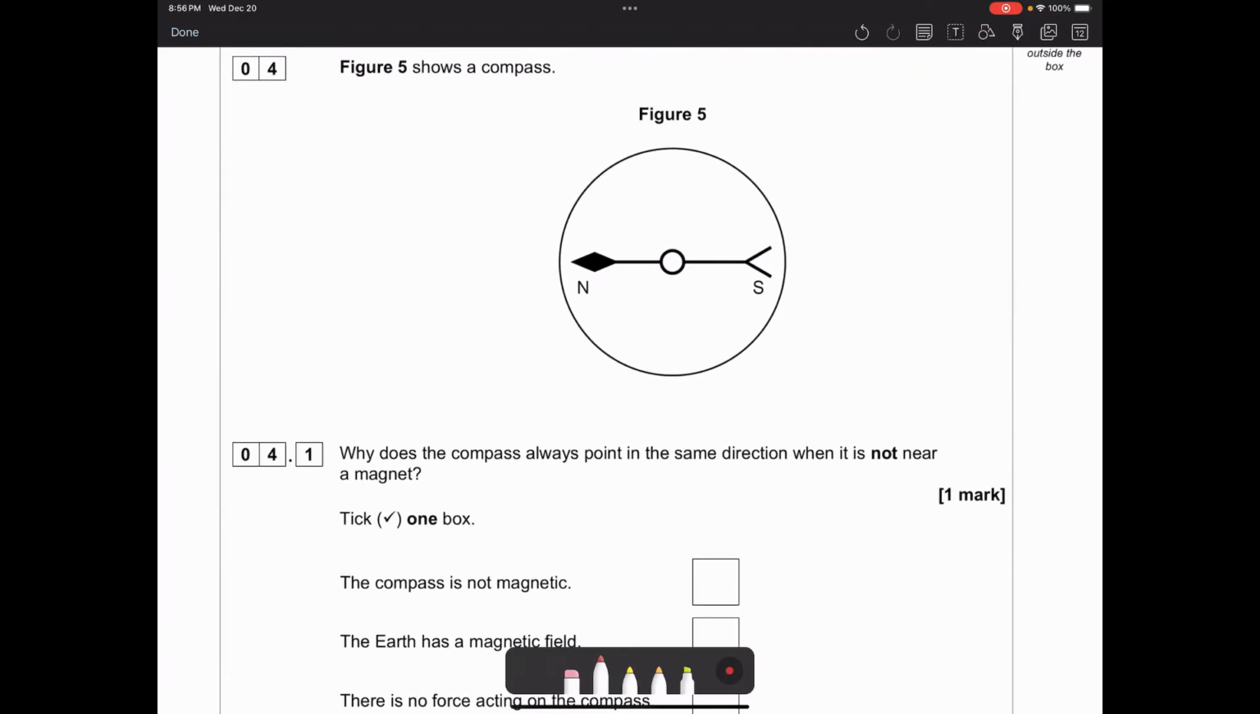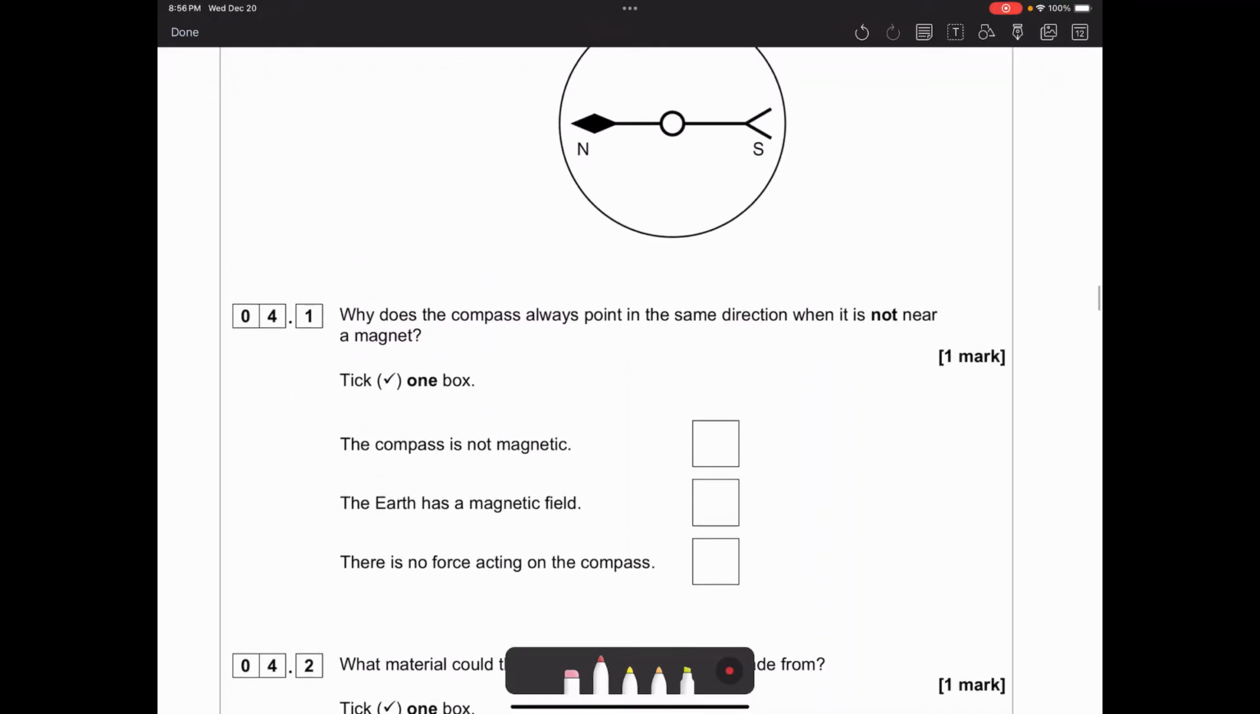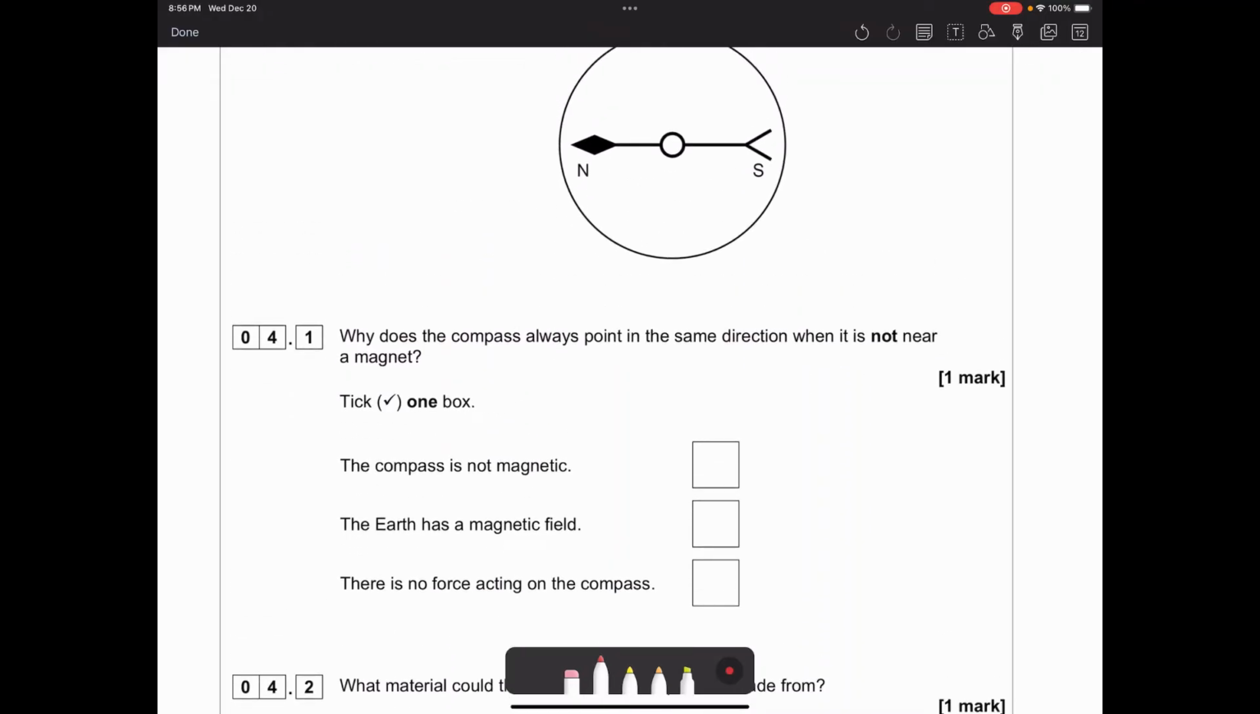Question number 4 then. Figure 5 shows a compass. Why does the compass always point in the same direction when it's not near to a magnet? So this is the point that compasses always try to point north. Why do they always point north? Well, it's not because the compass itself is magnetic.